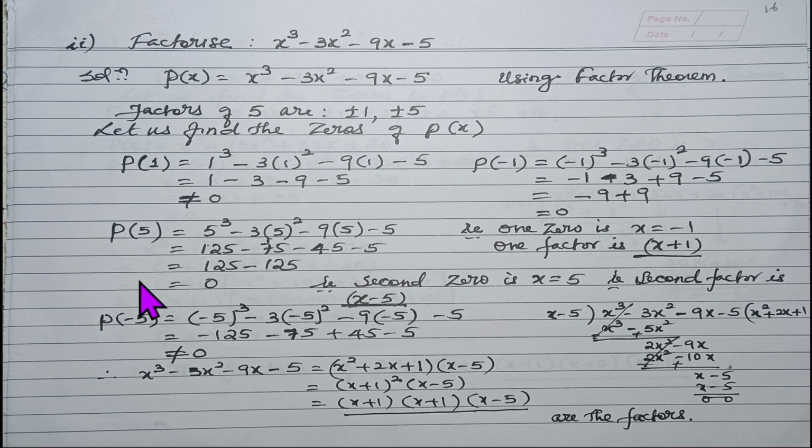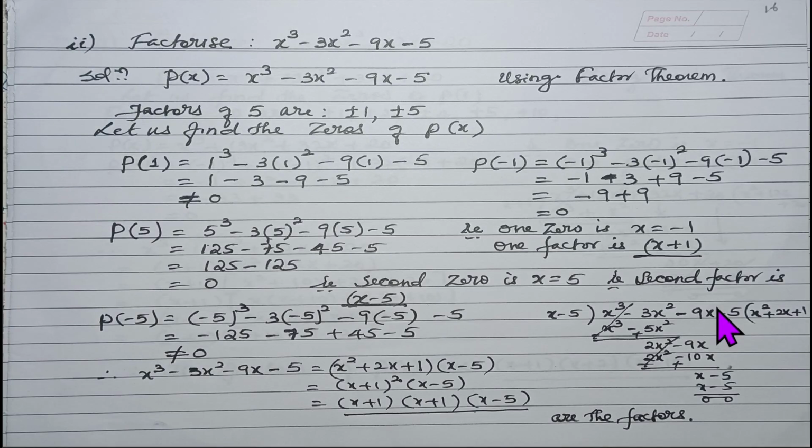Now go for p of minus 5. It is not equal to 0. That means x plus 5 is not a factor. Now we have to find the third factor. To find the third factor is very simple. Since I have already got the factor x plus 1 and I have got the factor x minus 5, I can divide the given polynomial by x minus 5. When I divide the given polynomial by x minus 5, I get the quotient as x square plus 2x plus 1.